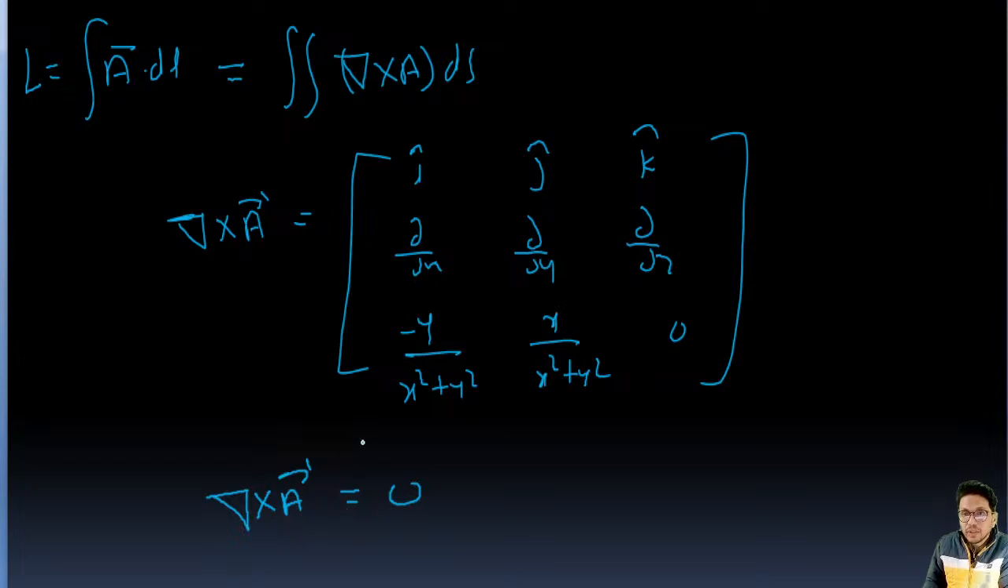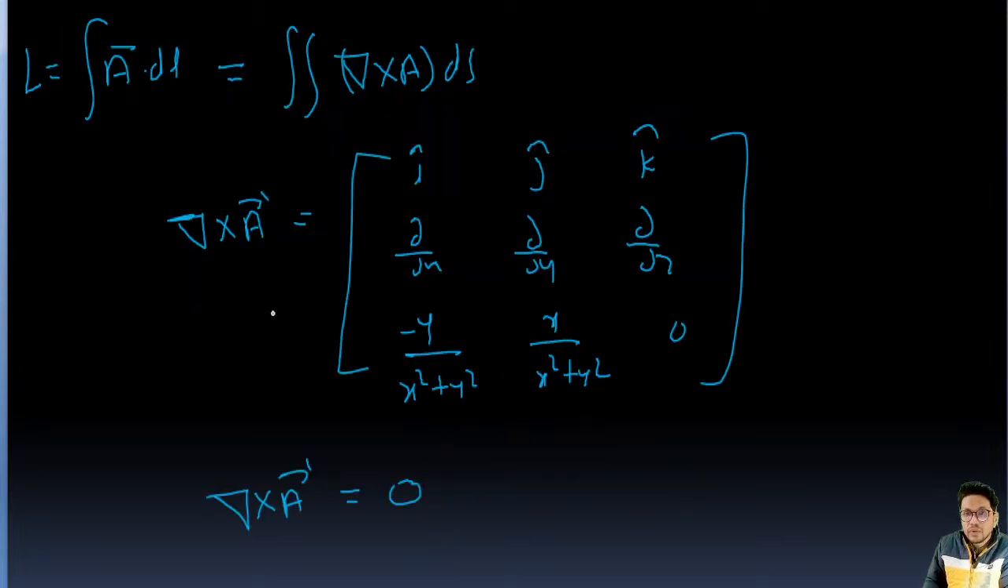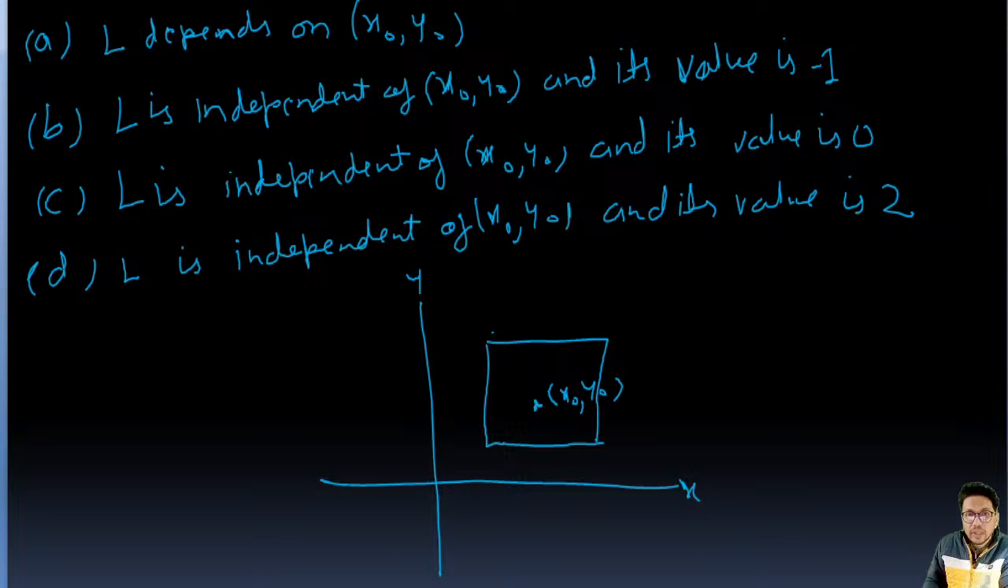It means the value of L, that is the integral of A dot dl, is 0. So which option is correct here? Obviously this value is not depending upon x0 and y0. So option B is correct, L is independent of x0, y0. Okay, and its value, oh wait, option C is correct: L is independent of x0, y0, and its value is 0. So option C is the correct option.